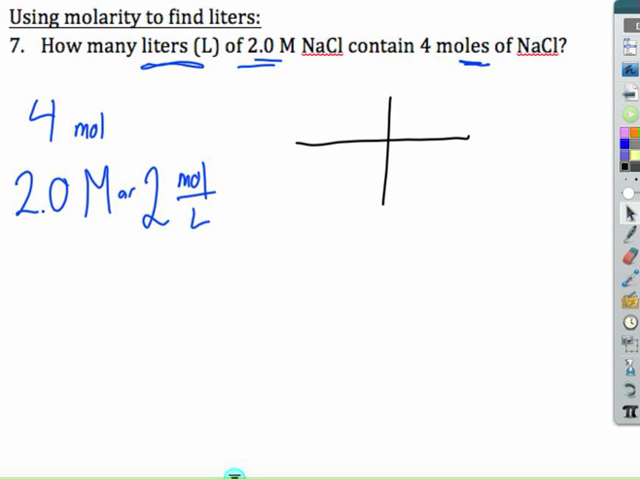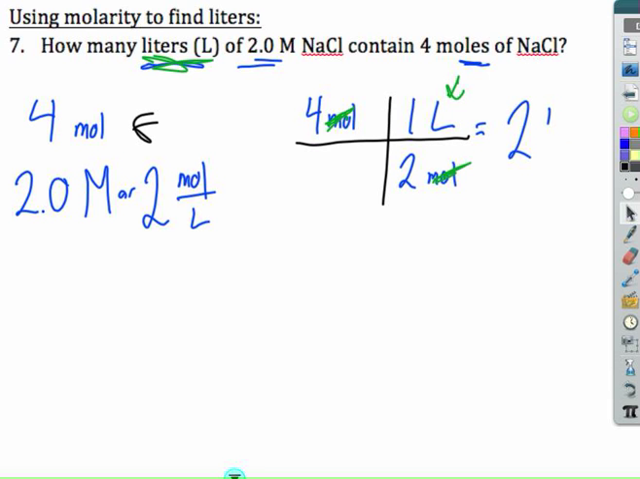So I'm going to start with my 4 moles. Now I have this 2 moles per liter. I'm going to put the 2 moles on the bottom so that it cancels out, and I'm left with liters, which is the units that I want. Mole and mole cancel out. 4 times 1 divided by 2 gives me 2 liters. And that's my answer. If I wanted 4 moles of NaCl, I would need 2 liters of a 2 molar solution.